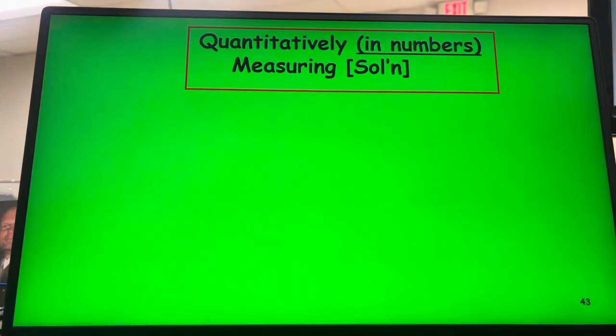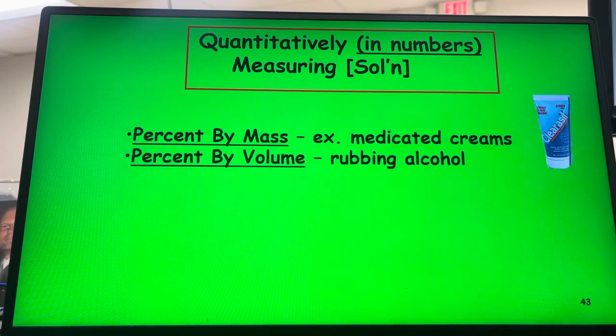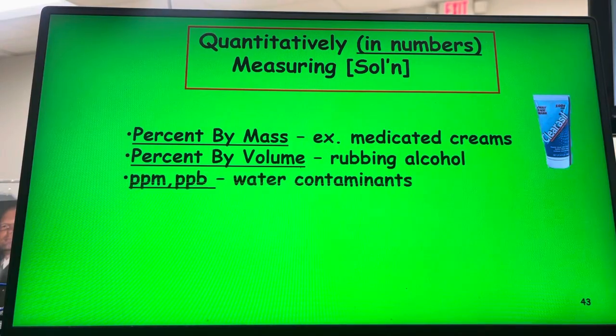Okay. And now we're going to move on to the quantitative measurement. Measuring solution with the brackets in numbers, okay? This is done many different ways, some of which you're familiar with. So medicated creams, for example, would be measured in percent by mass. How many grams are in there? That would be Clearasil, for example. Percent by volume, rubbing alcohol, 99% alcohol, and the rest is water, okay? Or 70% alcohol and the rest is water.